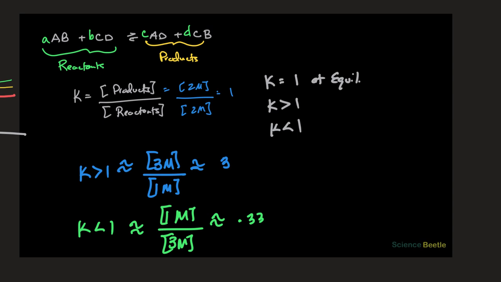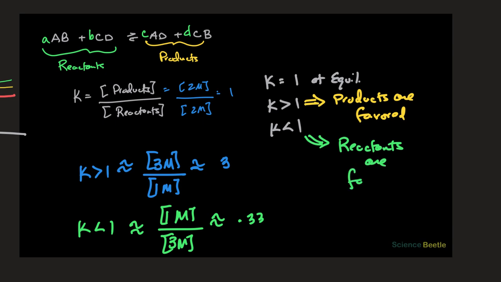And so the reason that this is important for us is because when we talk about K greater than 1 and less than 1, what we're really saying here is the following. In K greater than 1, the products are favored. And on the other side, with K less than 1, the reactants are favored. And so this is going to give us a little bit of an indication as to which way the reaction is going to go.